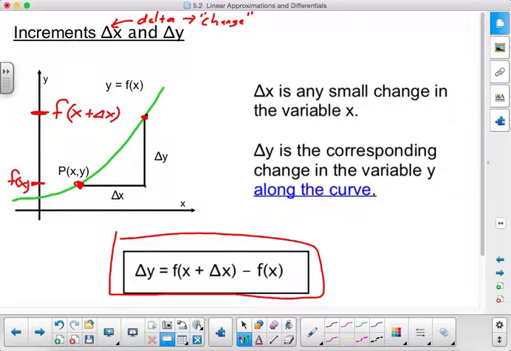That's what we care about, though. We don't care about delta x, delta y. We care about dx and dy and numbers. Wait, it's calculus. We don't care about numbers anymore. It's all about letters and symbols now. True.